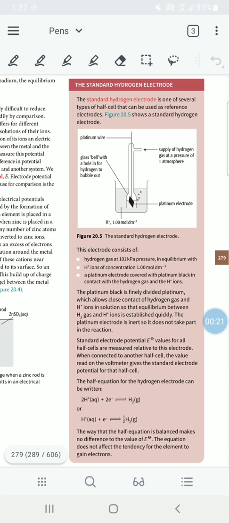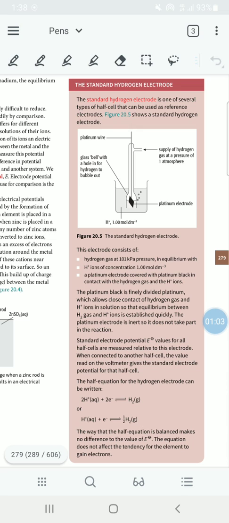So now I told you earlier that we will be comparing the values that we obtain in one electrode with another, because we can't directly measure the electrode potential of an electrode by itself. So we have to compare them, so we have to connect them. So the standard hydrogen electrode is one such electrode that can be connected with another electrode to find out the E value.